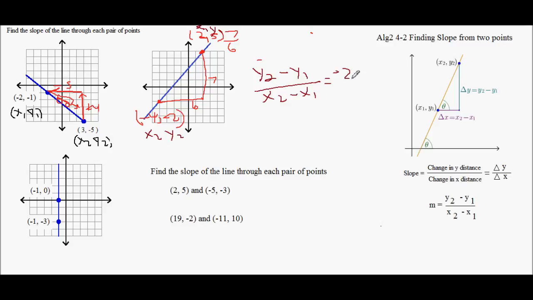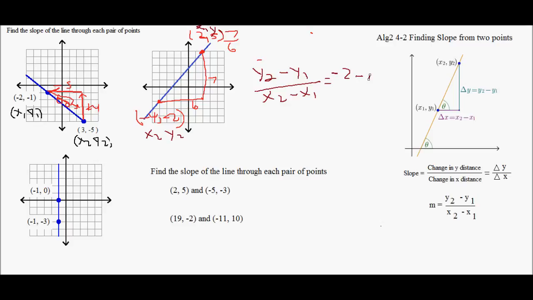So negative 2 minus negative 5. Yeah, I'll just make this better than negative, I guess. Negative 2 minus 5.